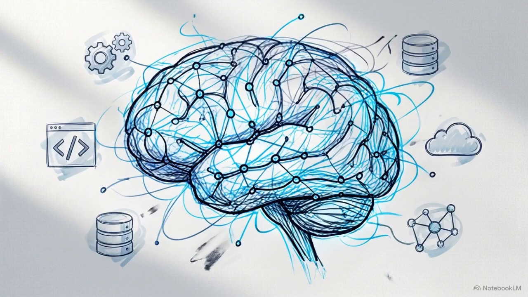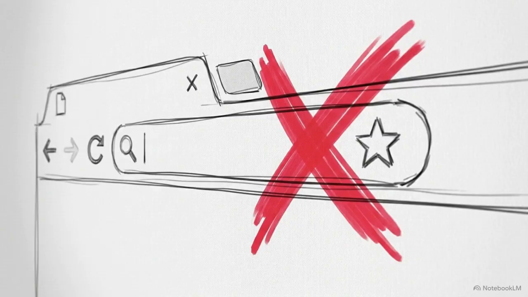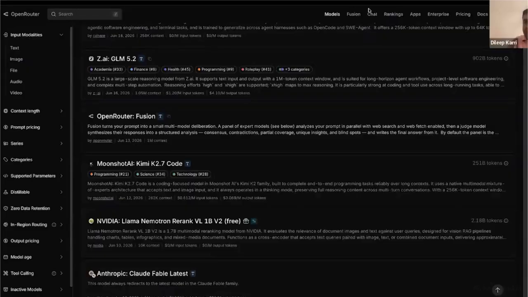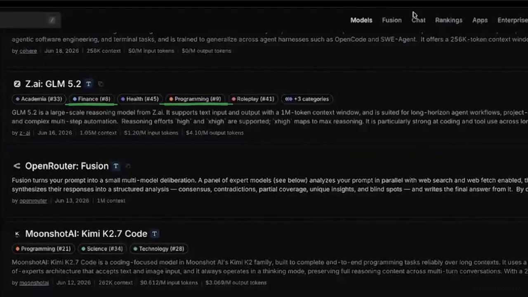The first workflow involves an active shift in how you choose your AI's brain. Rather than clicking the first bookmark on your toolbar, you start by looking at marketplaces to see which specific models are currently leading in categories like coding, finance, or logical reasoning. This is OpenRouter. It tracks hundreds of live models, allowing you to see exactly which systems are being utilized by other professionals for specialized work in coding or finance.